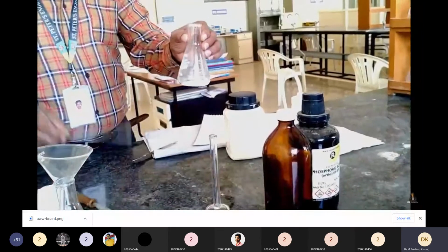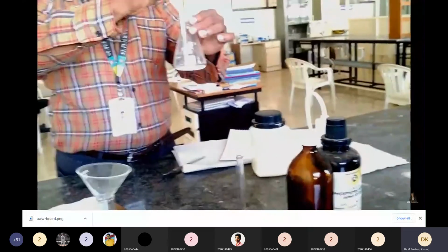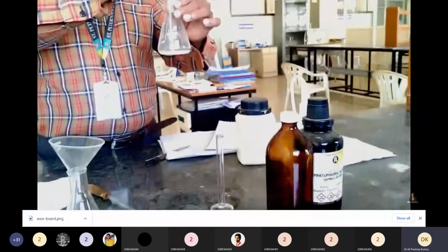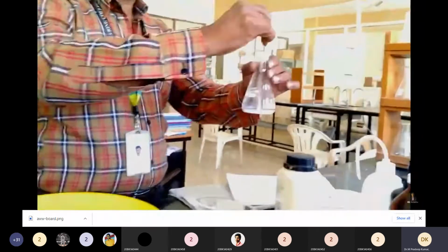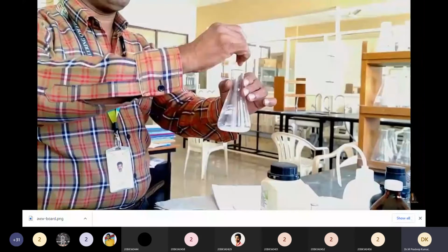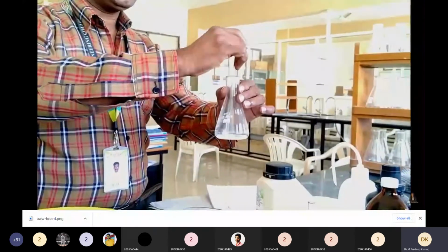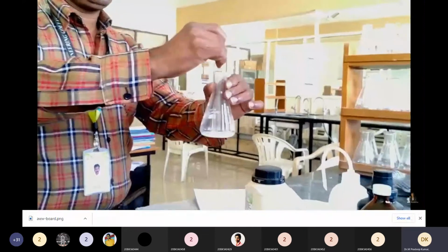And now the lumps are there, we have to break up the lumps and complete the wetting. Not dissolution, but it becomes completely wet. So we just have to do it like this. It's a very simple process.